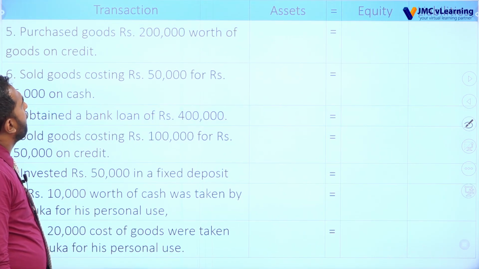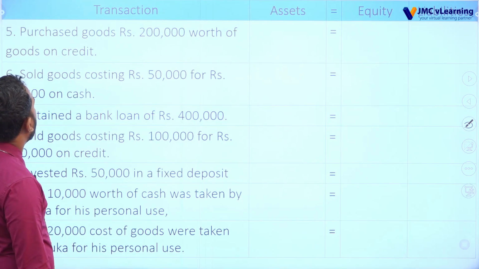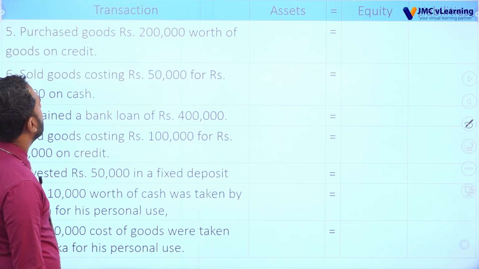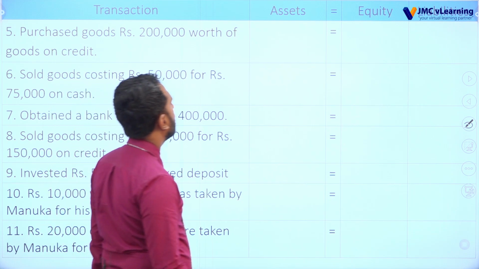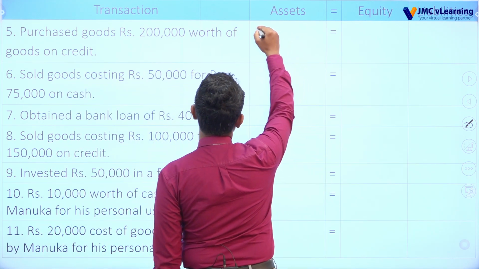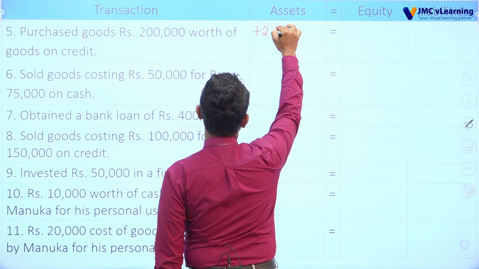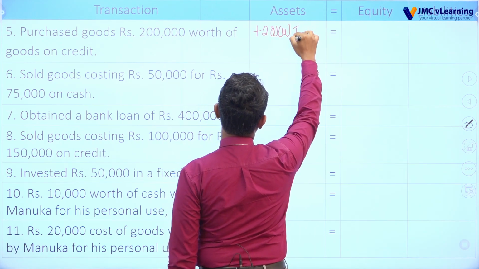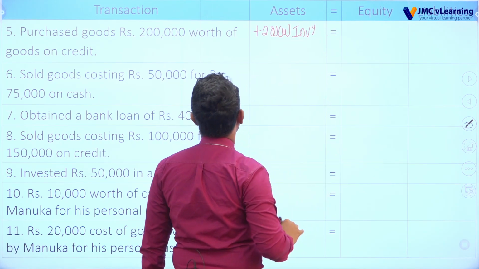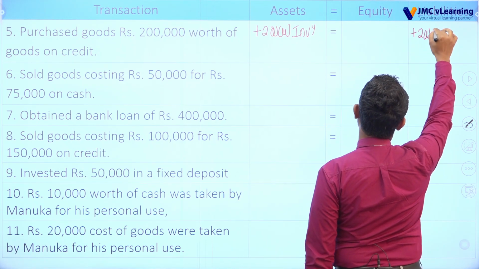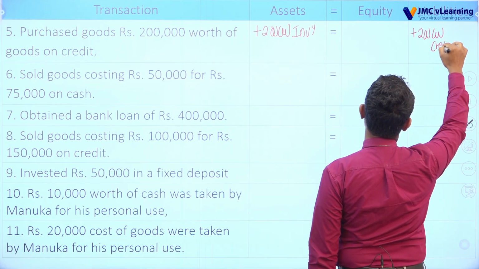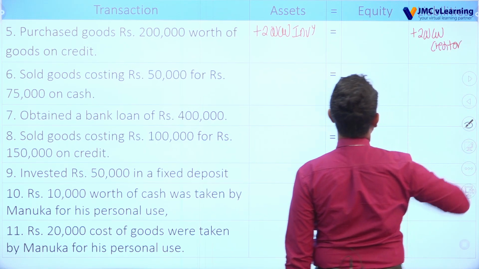Okay. Right, let's see another transaction. Purchase goods worth rupees 200,000 on credit. So purchasing 200,000 worth of goods on credit. When you are purchasing the items, the inventory will increase. And you are purchasing on credit now, so the liability will increase by 200,000, called creditor. Right, creditor.